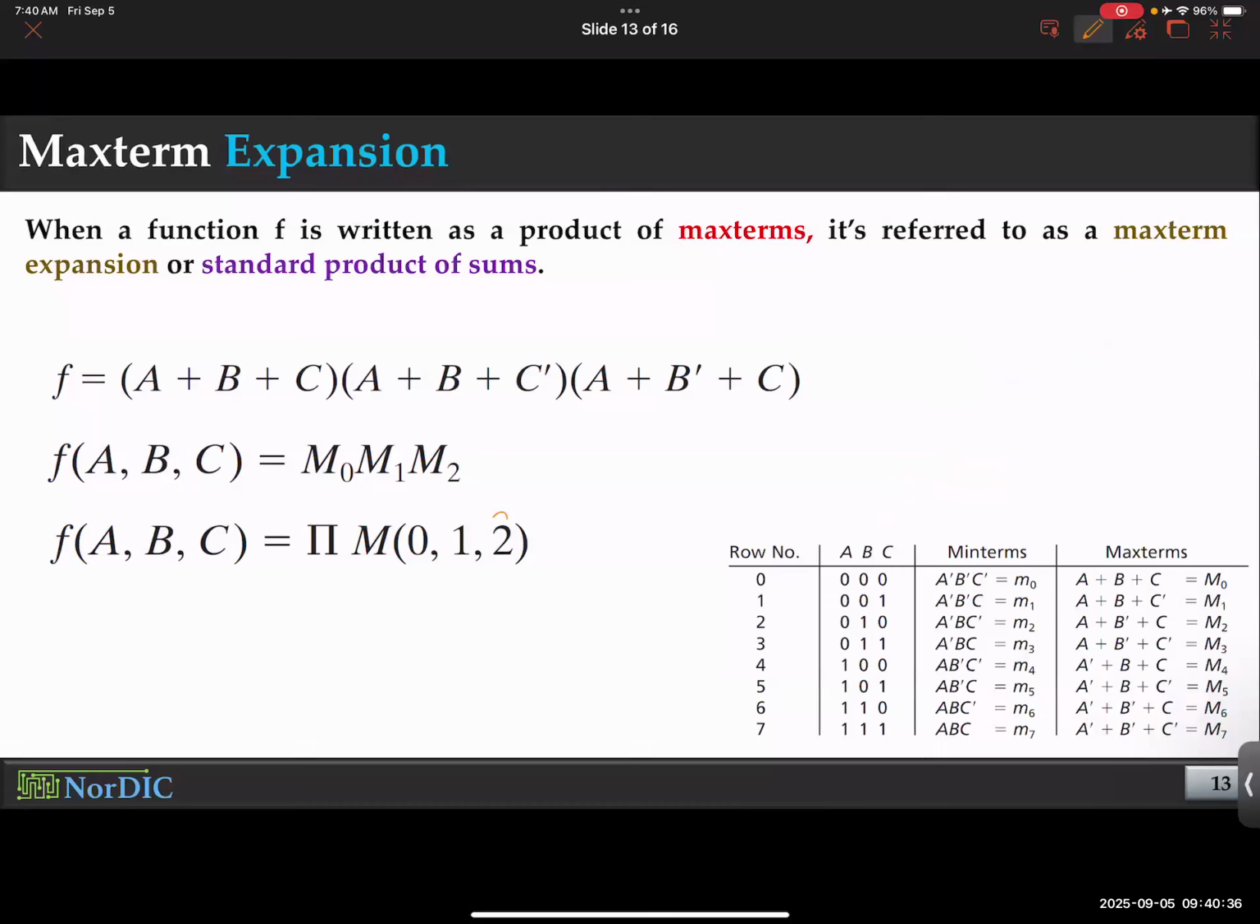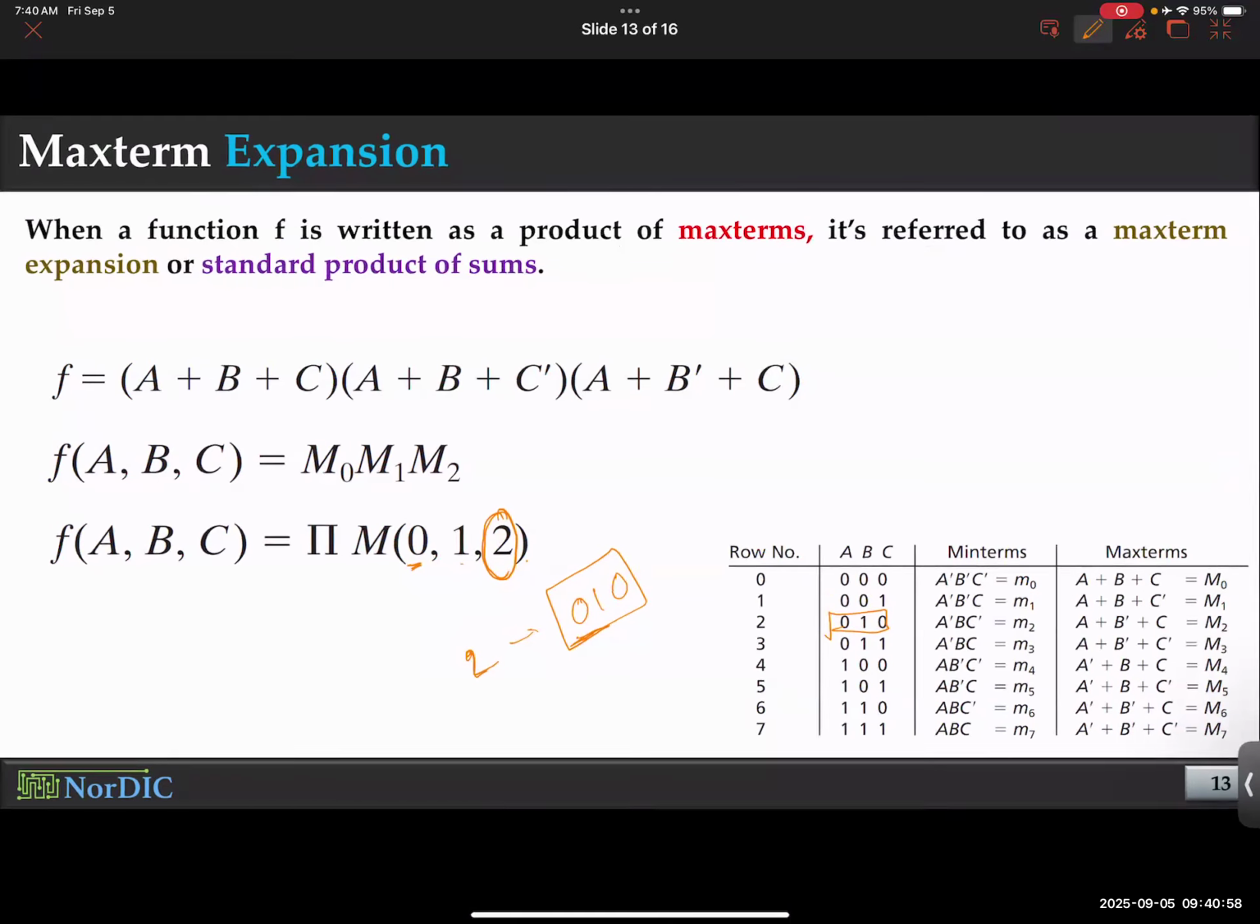Say, what are the max terms here? 0, 1, and 2. What is the binary format? Just treat them like decimal numbers, by the way, because that's what they are. 2 is decimal in 3 bits. So what is 2 represented as in binary? 0, 1, 0. So basically, that's your corresponding max term row, 0, 1, 0.